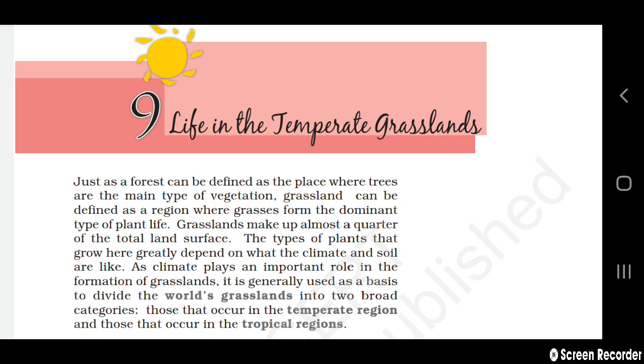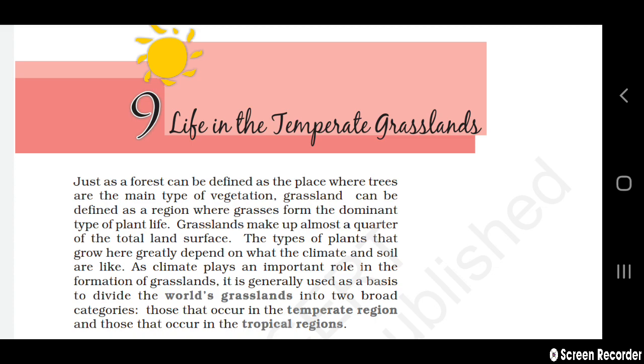Just as a forest can be defined as a place where trees are the main type of vegetation, a grassland can be defined as a region where grasses form the dominant type of plant life. Grasslands make up almost a quarter of the total land surface.